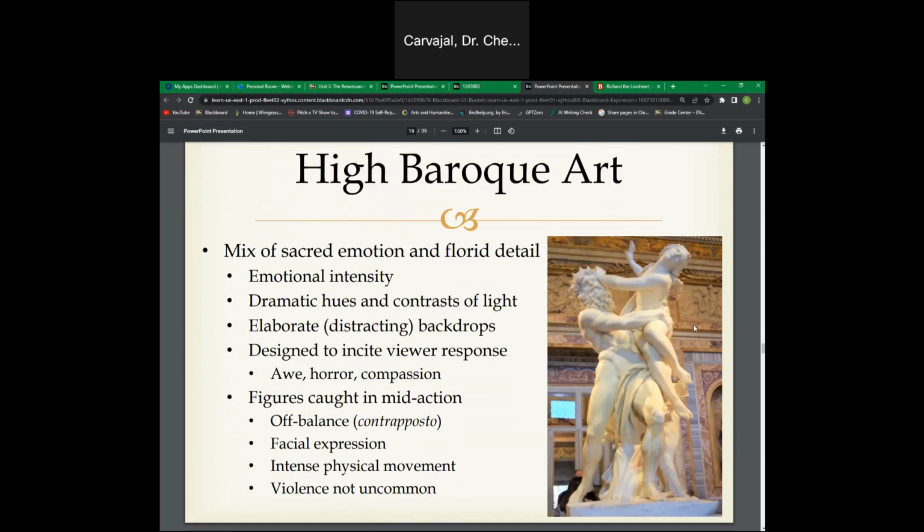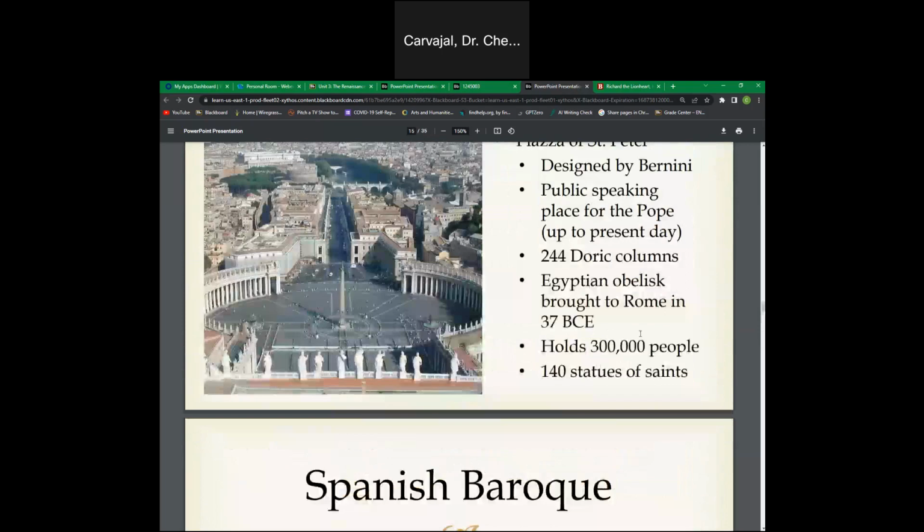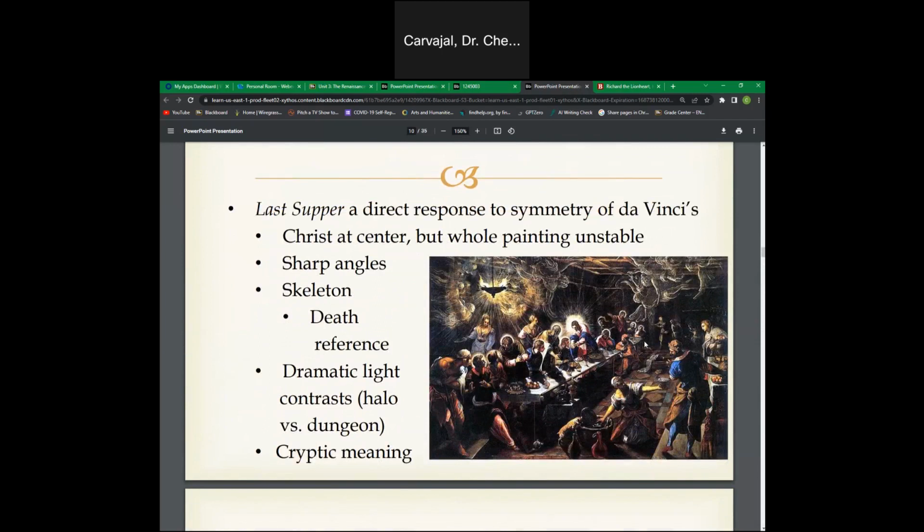The other thing that's happening is that both figures are kind of off balance. So remember the contrapposto that was very common in Greek sculpture, where they weren't really standing straight up, like the Egyptians would. They leaned to the side and more weight was on one leg than the other. Well, this is pushed to the extreme in high Baroque art. So there's an imbalance, but one imbalance balances out the other imbalance, nothing like the Last Supper. There's no symmetry. It's all different angles balanced against each other. And so that's much more typically Baroque art.